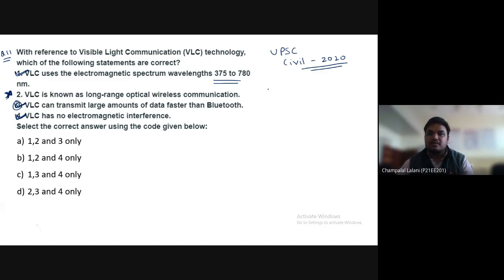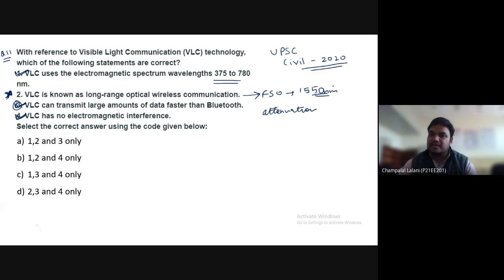Can anyone tell, for long range optical wireless communication, which frequency is generally used? Can anyone answer? FSO, free space optical communication. Yes, sir, 1550. Yeah, correct. 1550 nanometers. It is because it has very little attenuation in the atmosphere and also in optical fiber.